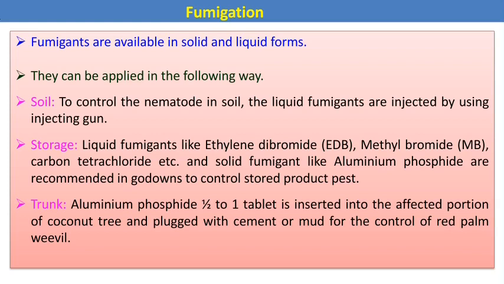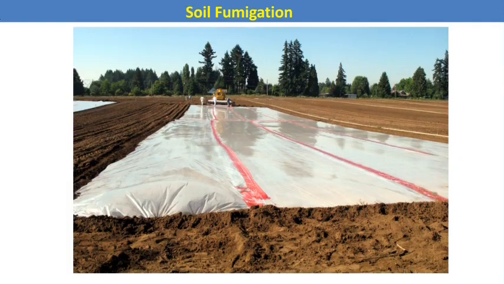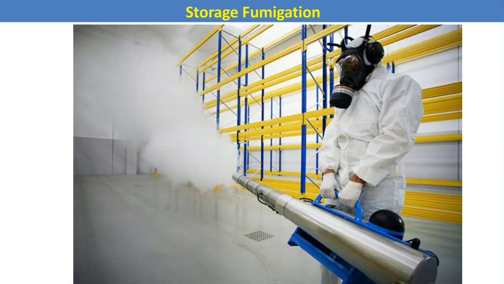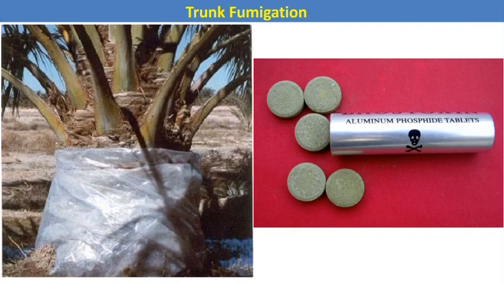Then in storage conditions, we can use ethylene dibromide, methyl bromide, carbon tetrachloride, and fumigants like aluminum phosphide as recommended in godowns to control the stored product pests. Then for the trunk fumigation, aluminum phosphide tablets, just half or one tablet, is inserted into the affected portions of the coconut tree and plugged with cement or mud for the control of the red palm weevil. These are the different soil fumigation techniques. Then this is the storage fumigation, and this one is a trunk fumigation.